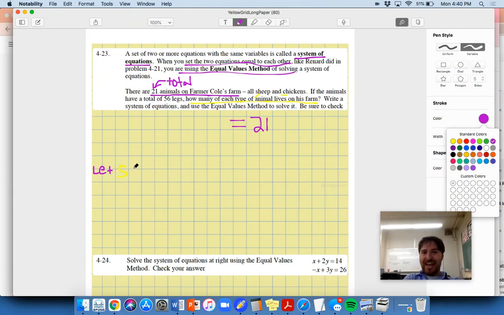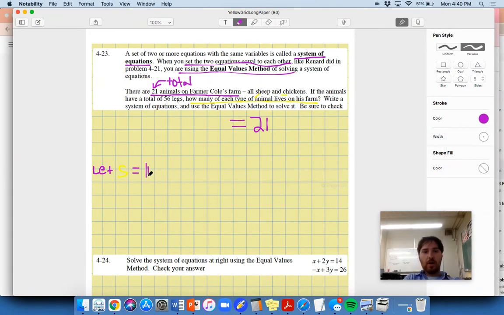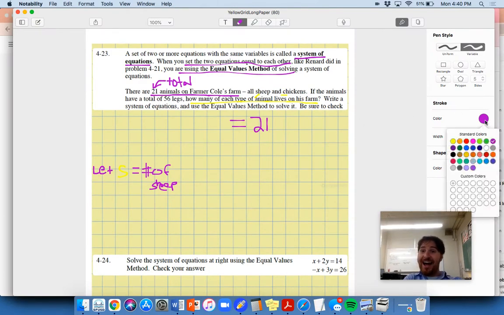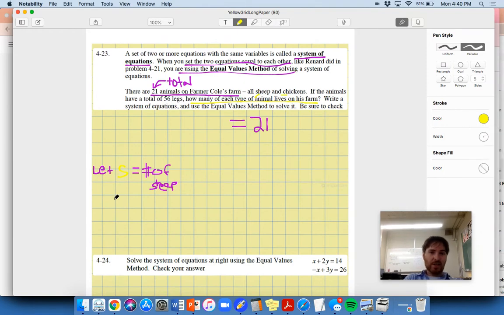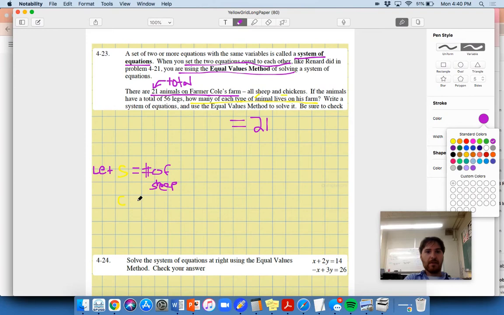Units? No, I don't need units, I'm just counting them up. Let S equal the number of sheep. And let me define my other variable that I'm going to write my equations with. Well, chicken, what can I do for chicken? Yes, you thought of it. Fantastic. You can do C for chicken. Let C equal the number of chicken that live on the farm.